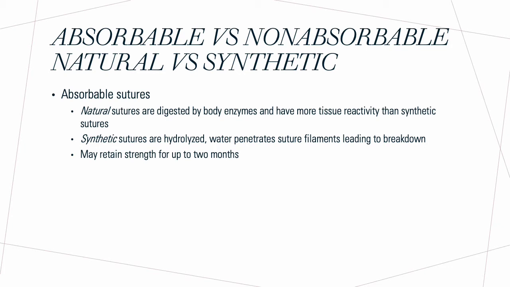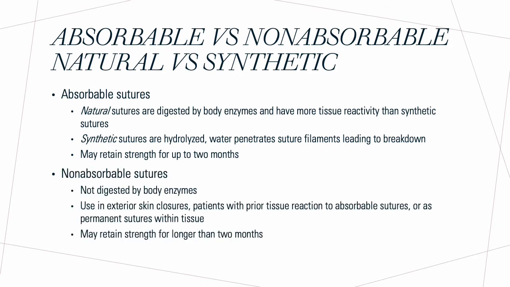And then moving on, in terms of absorbable versus non-absorbable and natural versus synthetic. So, another few classifications and types of suture. Absorbable natural sutures are digested by body enzymes and have more tissue reactivity than synthetic sutures. Synthetic sutures are hydrolyzed, where water penetrates the suture filaments, leading to breakdown. And these absorbable sutures may retain strength for up to 2 months. We'll go into different types of synthetic and natural sutures and their absorption time versus strength retention as well.